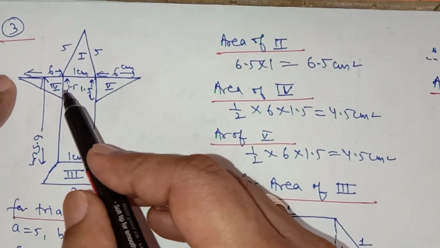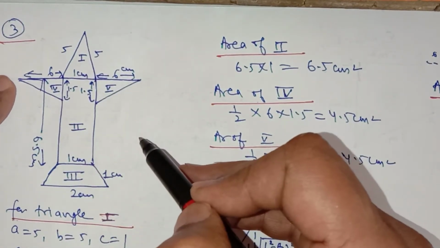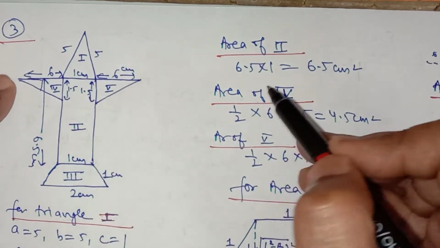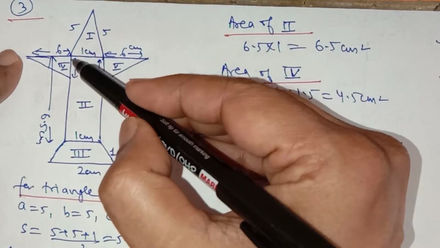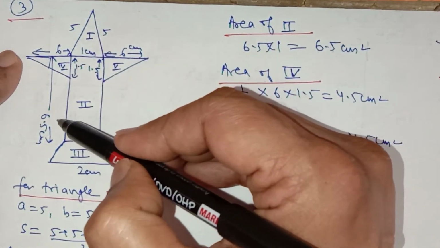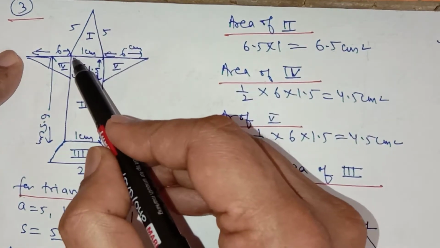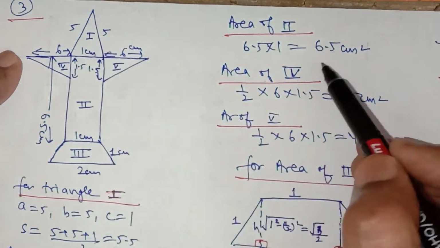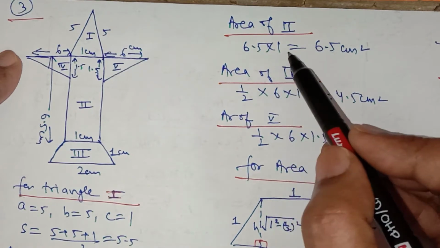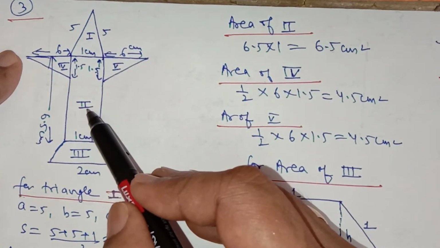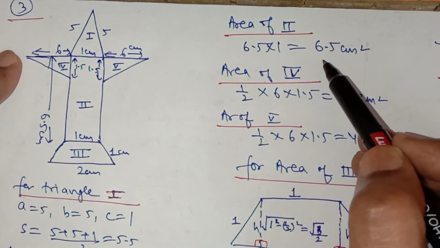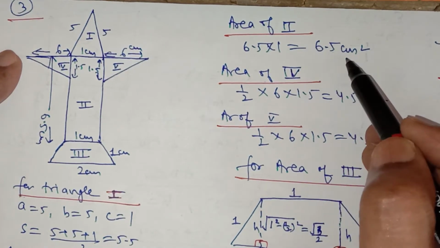Now you can easily find the area of the rectangle second, which is equal to length into breadth. So the length is from this to this, it is given equal to 6.5, and its breadth is only equal to 1, which is 6.1. So area of the rectangle or the shape second is rectangle, which is equal to length into breadth.